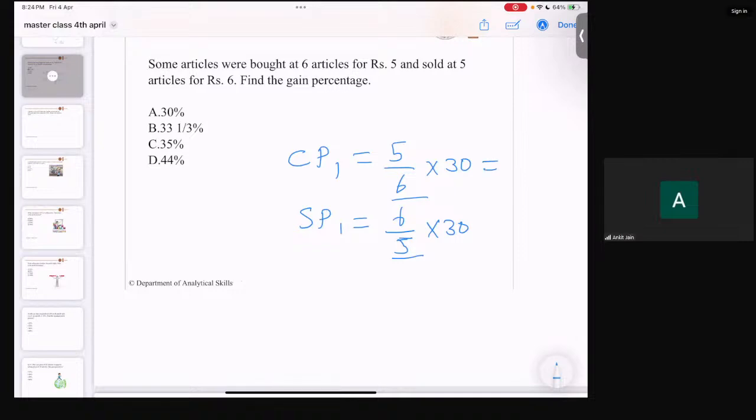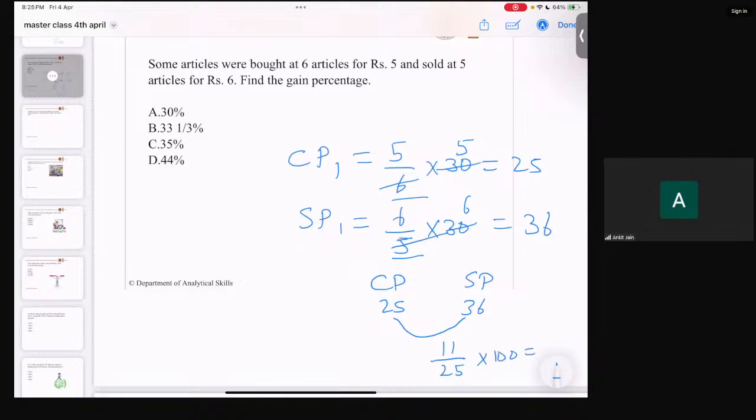So the cost price becomes 25 and the selling price becomes 36. Means if cost price is 25, the selling price is 36. So what is the profit? Profit is 11 on 25. 11 by 25 into 100 is, 25 fours are 100, so this is 44%.